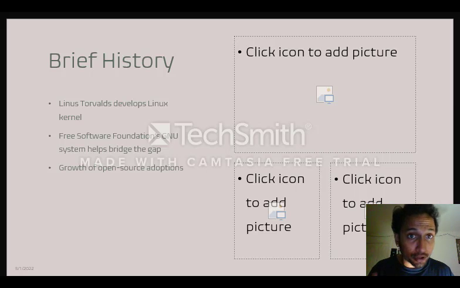They had other independent GNU components built, components for multitasking, networking, virtual memory allocation. They had these different components, but they didn't have the kernel, and that's where Linus Torvalds bridged the gap by combining the Linux kernel with these GNU components. And this is what fueled the growth of these open source adaptations.